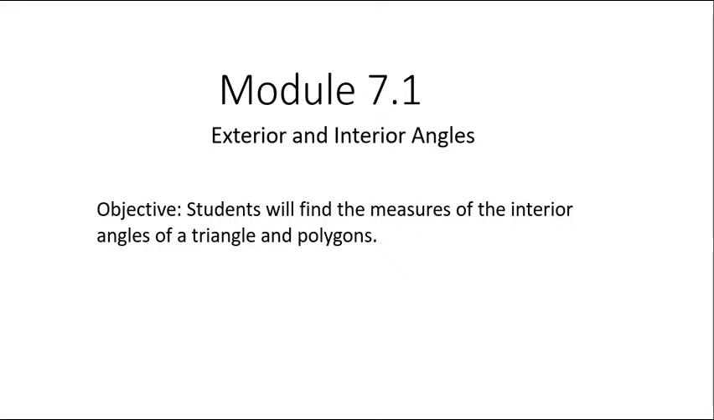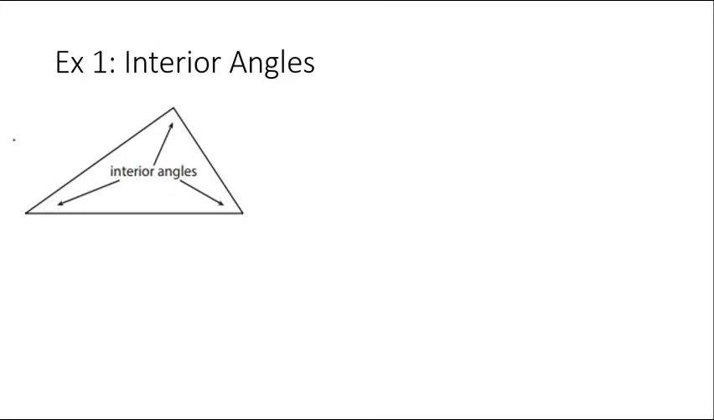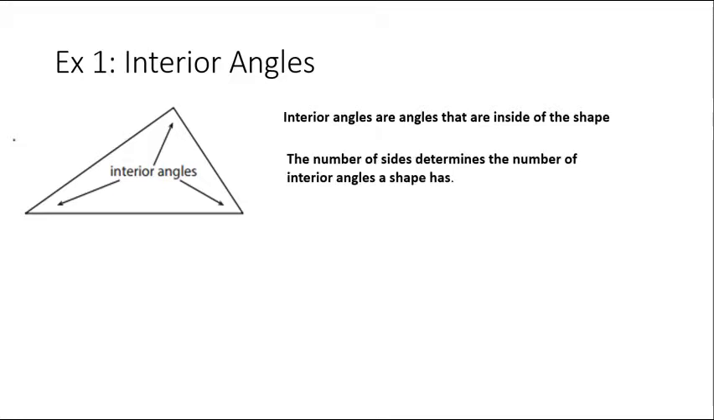Let's get into example 1 on interior angles. An interior angle is just an angle that is inside of the shape. If you see the picture they give you, there's a triangle, and all the angles on the inside of the triangle are the interior angles. The number of sides determines the number of interior angles a shape has.